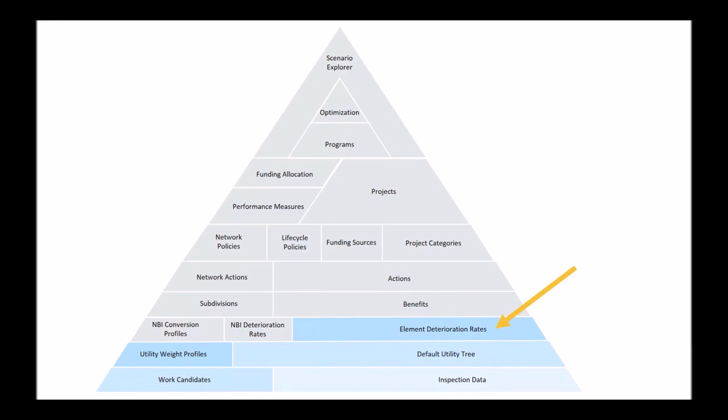So collecting detailed element data and then setting accurate element deterioration rates are some of the largest impacts you can have on the quality of your optimized network results, which we will be discussing in a later video.